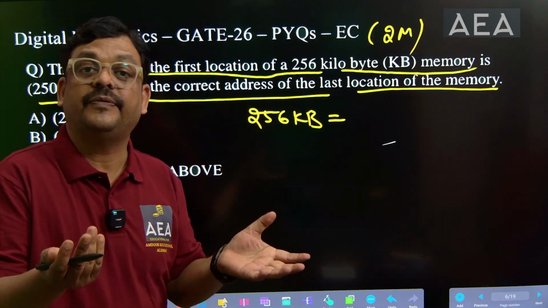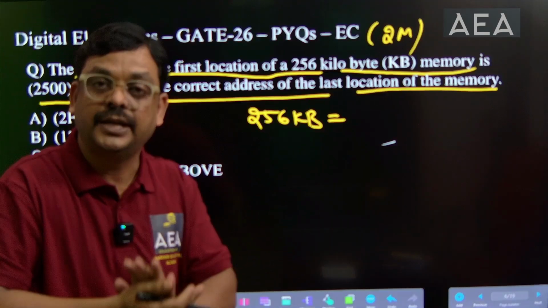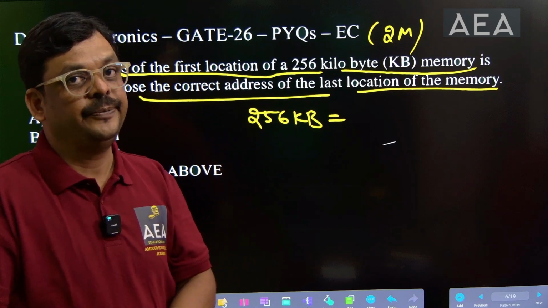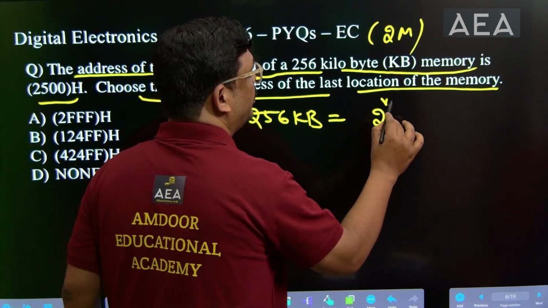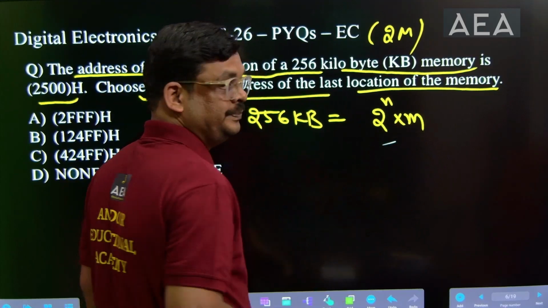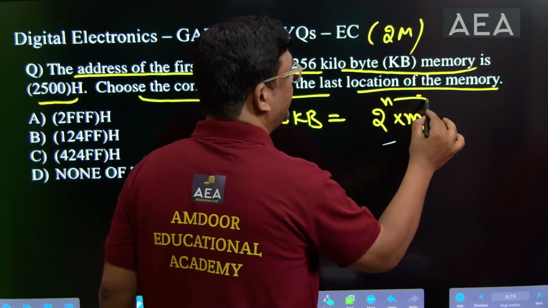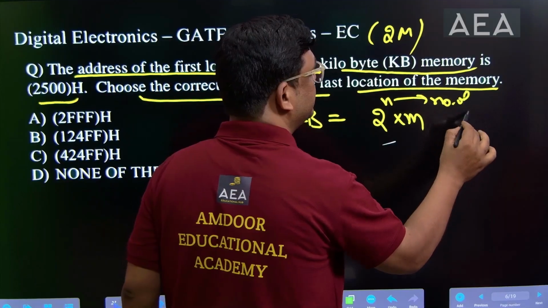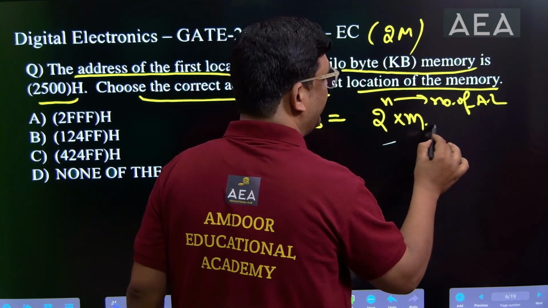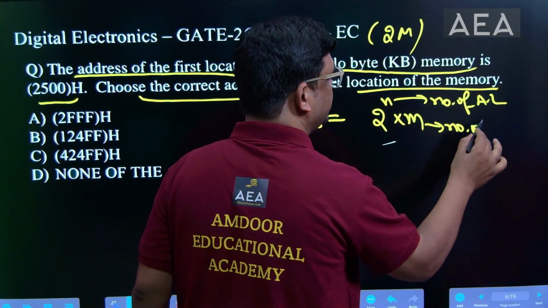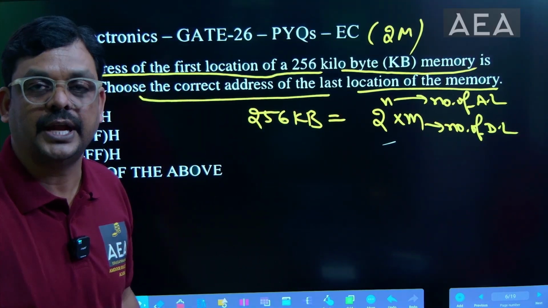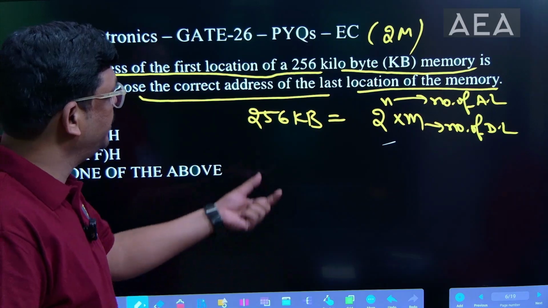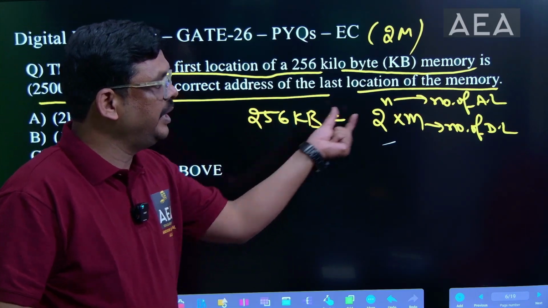To identify the number of address lines, we always require the standard representation of the memory. How to represent the memory? The standard representation should be like this: 2 to the power of n by m. Here, n explains the number of address lines, and m explains the number of data lines. We want only address lines because we have to find the starting address and ending address. For that purpose, try to convert this complete number in this format.